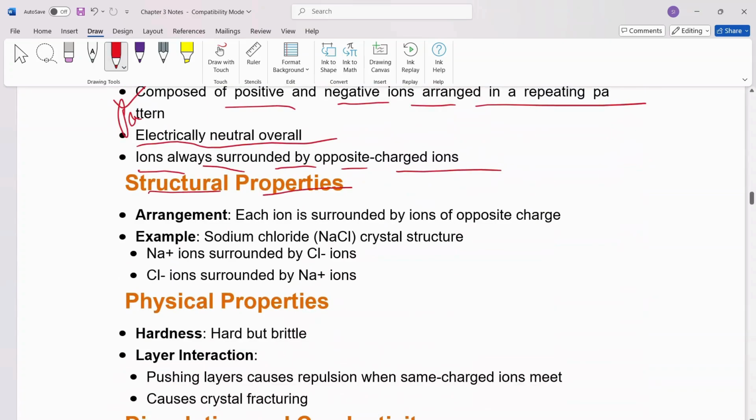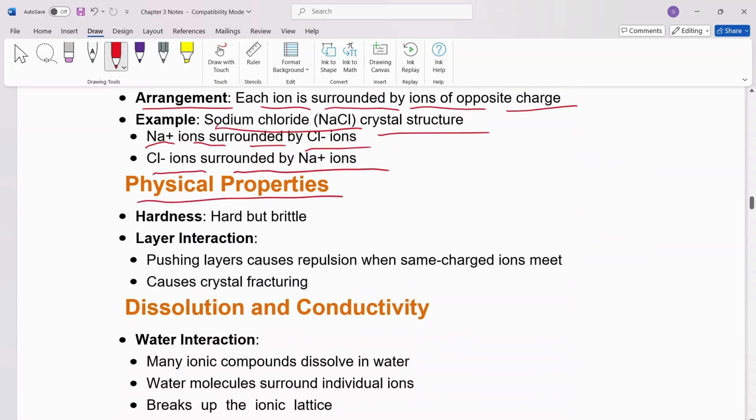The structural properties include their arrangement, where each ion is surrounded by ions of opposite charge. An example is sodium chloride, NaCl, a crystal structure. Na+ ions are surrounded by Cl- ions. Cl- ions are surrounded by Na+ ions. Physical properties include hardness: hard but brittle. Layer interaction: pushing layers causes repulsion when same-charged ions meet, causing the crystal to fracture.